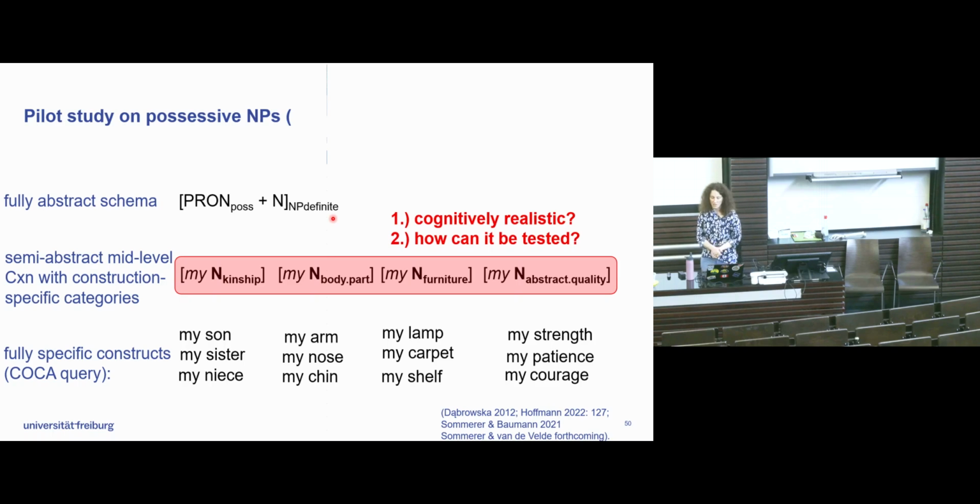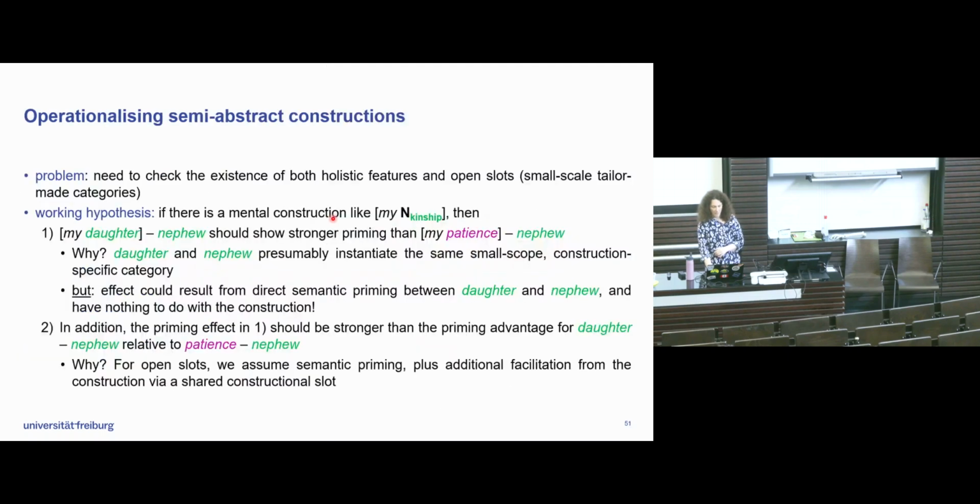So our question is this: is that a cognitively realistic assumption? I mean, it seems plausible simply from looking at the data, but is it really how people store constructions in their mind? And how can it be tested? The challenge is that we need to check the existence of both holistic features, so the effect of the whole construction on the individual slot fillers, and open slots, so small-scale tailor-made categories.